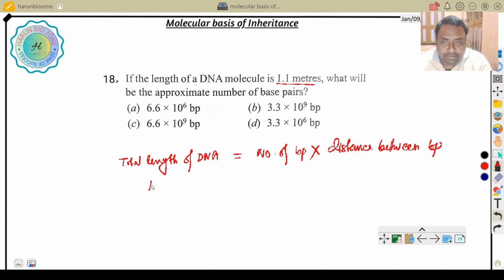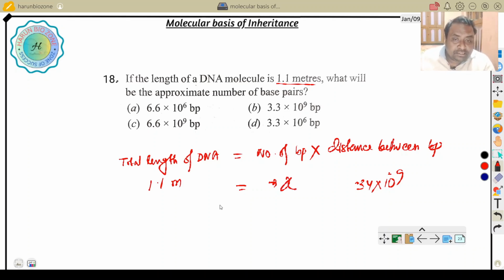So here the length is 1.1 meter, and the distance between base pairs is 0.34 into 10 to the power minus 9. The number of base pairs is x. If we calculate, the result is 3.3 into 10 to the power 9 base pairs. B is the correct option.